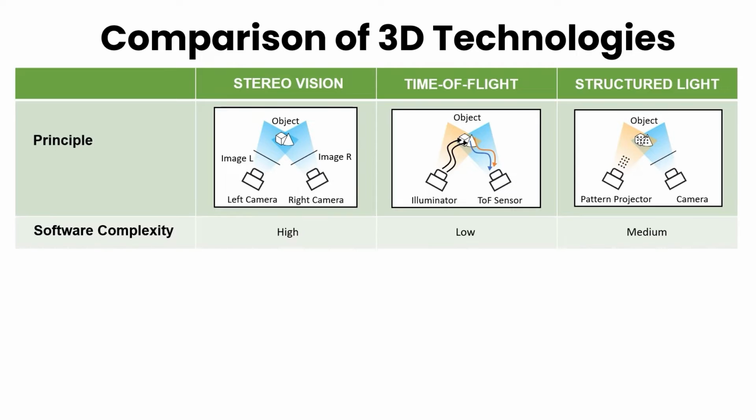Coming to software complexity, stereo cameras involve complex disparity computations to calculate depth, which adds to the CPU load on the host side. In the case of structured light, this complexity is lower, and in time of flight cameras, this is the lowest as the depth map is directly obtained from the camera.